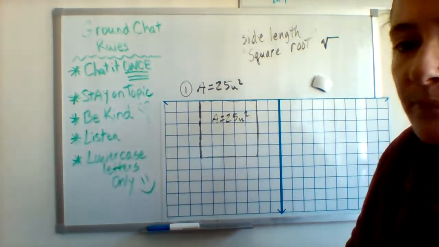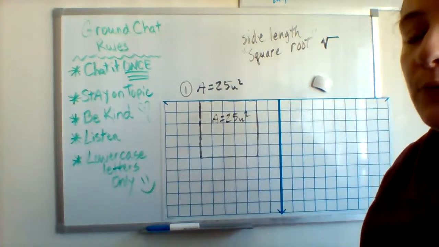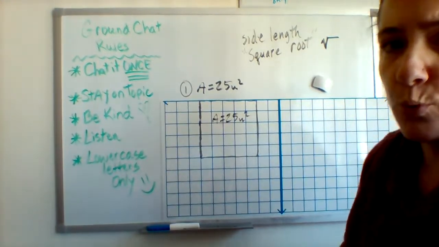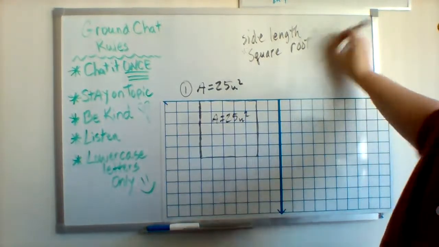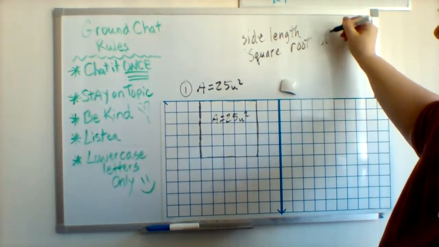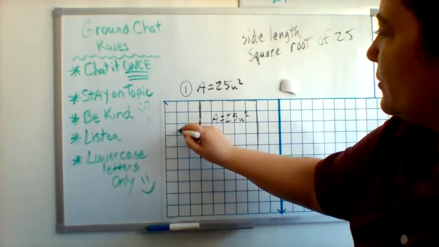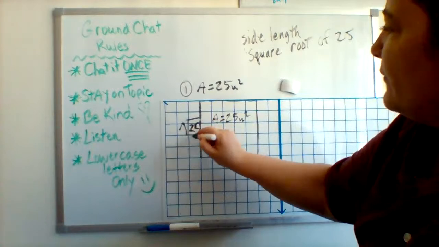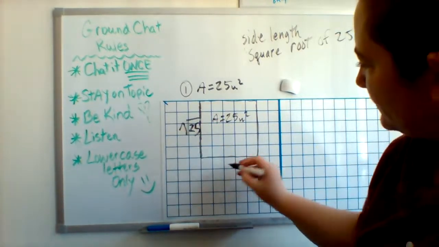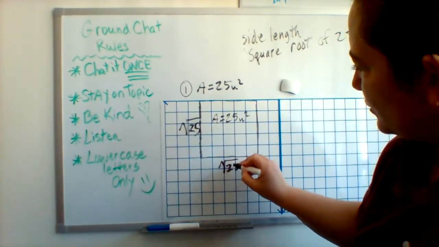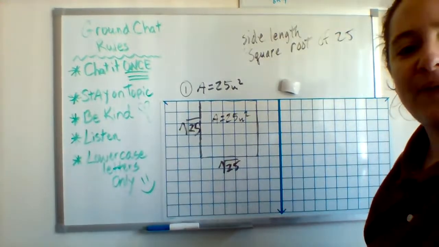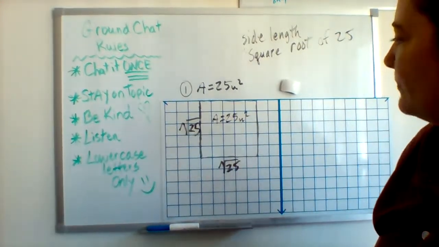Okay, I'm going to take that. But if you're going to put it down in words, I want you to word it as square root of 25. And that's absolutely correct. Square root of 25. Because what is the square root of 25? You guys already know. What's the side length of the square? Exactly, 5. Nice job.